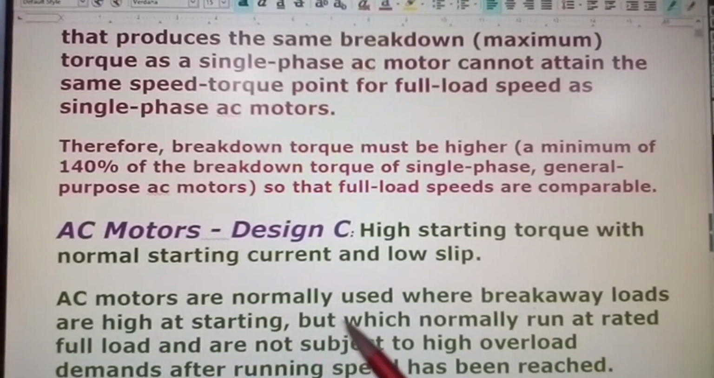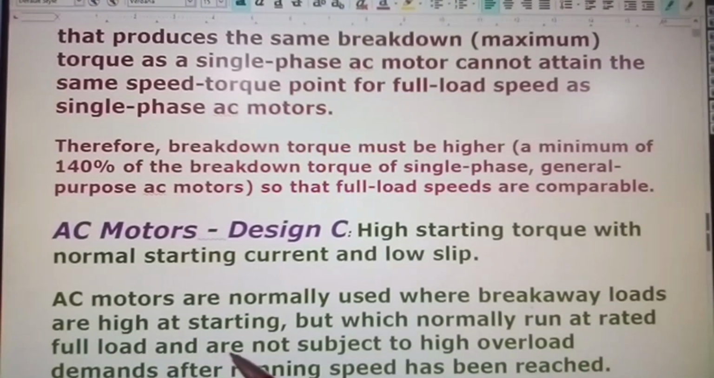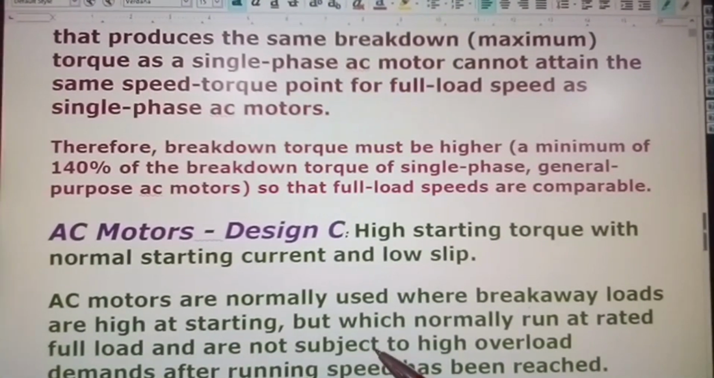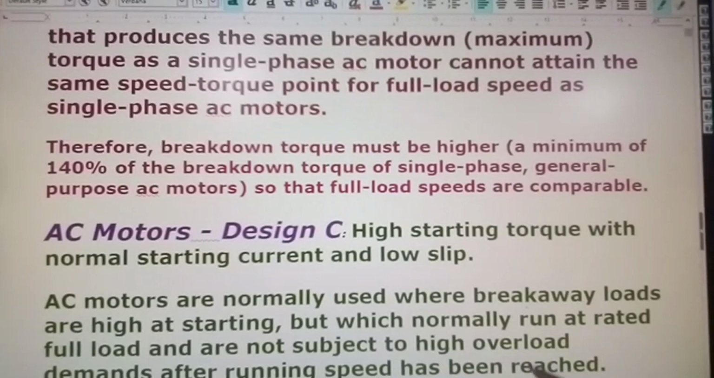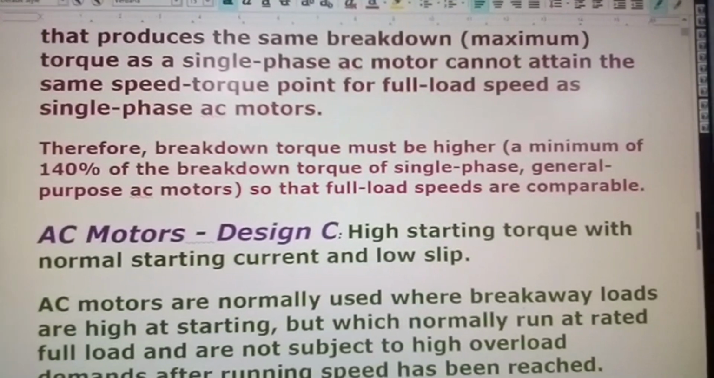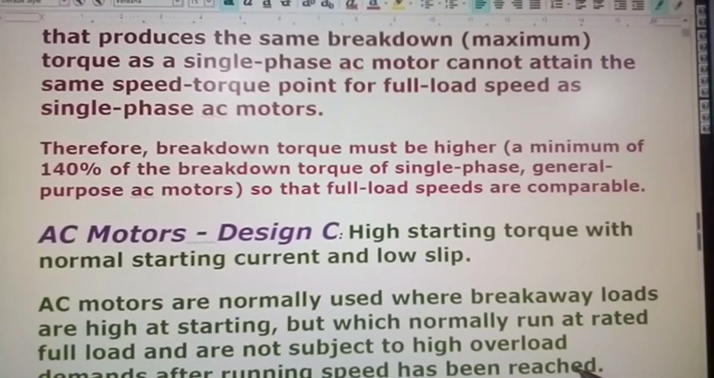These AC motors are normally used where breakaway loads are high at starting, but which normally run at rated full load and are not subject to high overload demands after running speed has been reached.